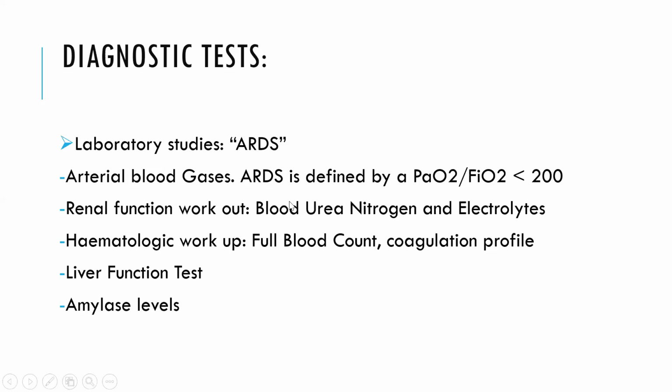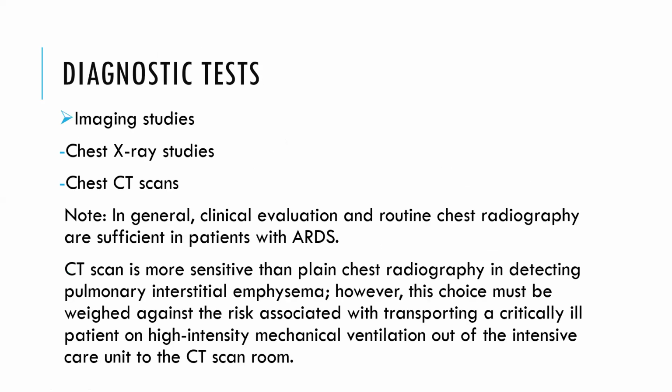So laboratory diagnostics. You want to do arterial blood gases, where you will find a PF ratio less than 200 millimeters of mercury. Renal function, you want to look at the blood urea nitrogen, electrolytes, hematological workup, liver function. All of these are laboratory studies that must be ordered because they will give you an indication of the underlying inciting event.